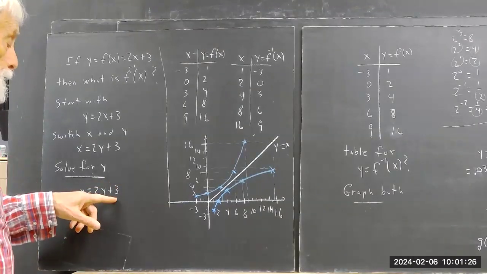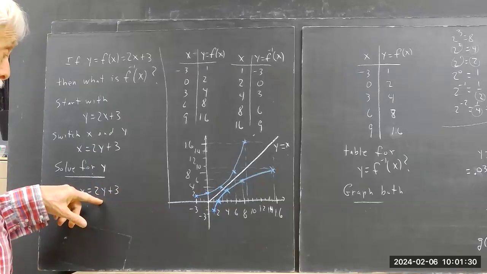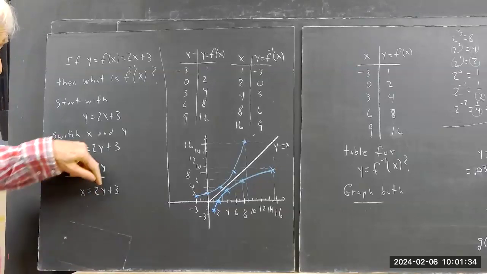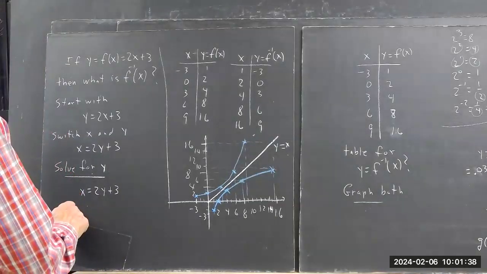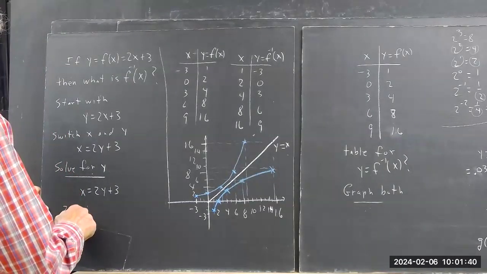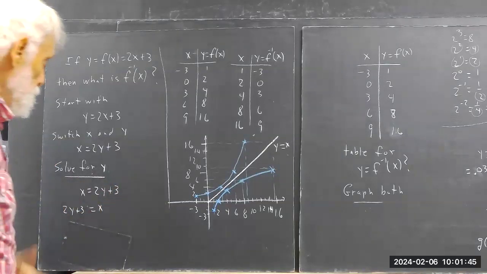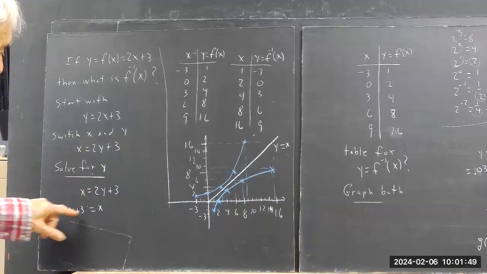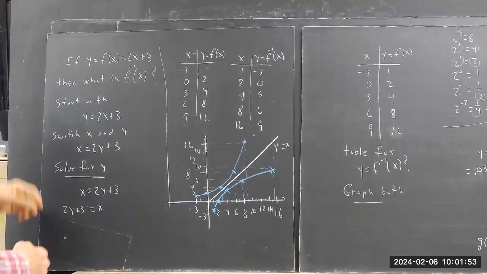We can subtract 3 from both sides, and then we won't have the 3 there anymore. And we'll just have a 2y on this side. So we're going to be closer to isolating y. Now, what I'm going to do first, though, is write this as 2y plus 3 equals x. Just switch the two sides, which doesn't change anything. If this is equal to this, then this is equal to this.